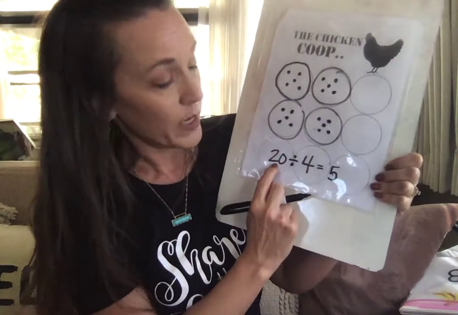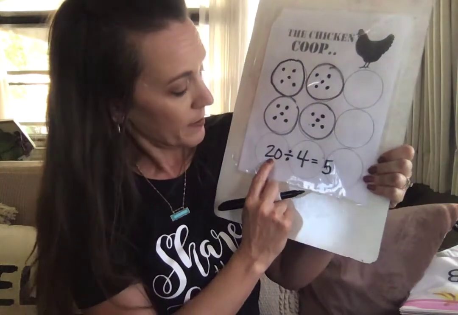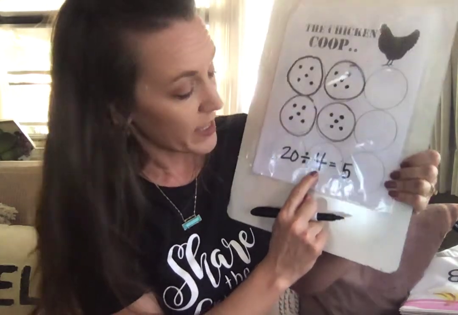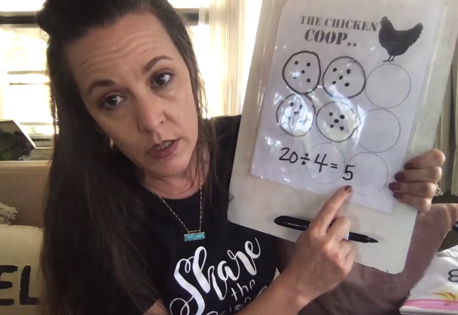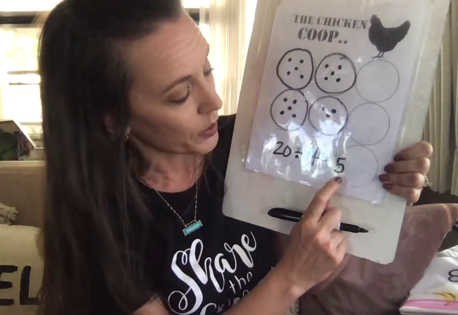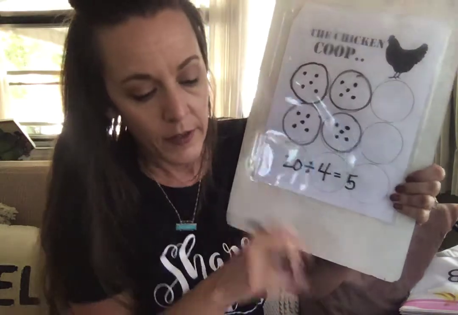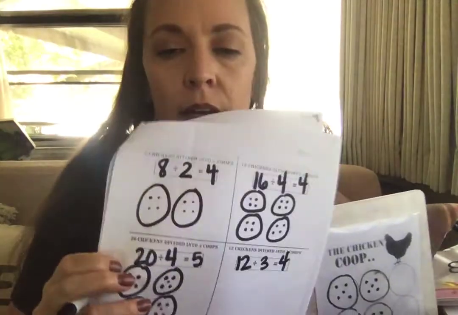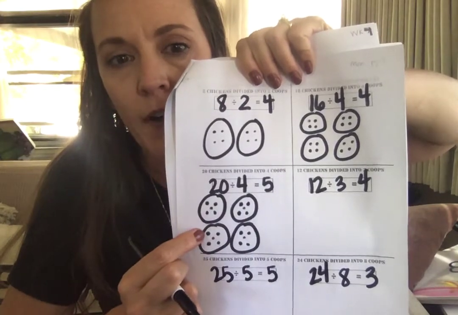So I could say 20. That's what we call the dividend, the number we're dividing. Divided by 4, that's called the divisor, that's the number we're dividing by, equals 5. That's our quotient. The answer to a division problem is called a quotient. 20 divided by 4 equals 5. And that's what we should record here. And there's our model. 20 divided by 4 equals 5.